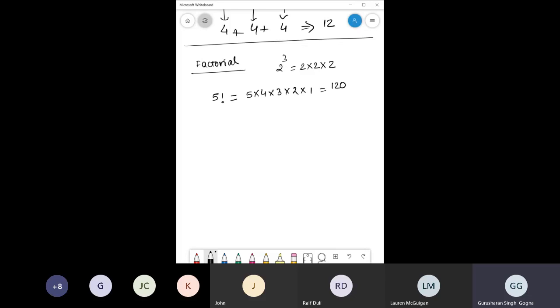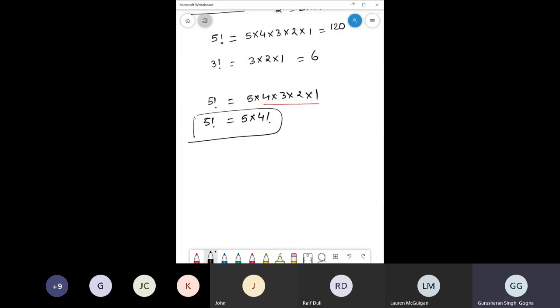So 120. So you can directly find out factorial using your calculator. But the meaning of factorial is, if I'm writing 5 factorial, it means 5 times 4 times 3 times 2 times 1. If I'm writing 3 factorial, it means 3 times 2 times 1, isn't it? Which is obviously 6. But there's another interesting thing here: I can write down 5 factorial as 5 times 4 times 3 times 2 times 1, but 4 times 3 times 2 times 1 can be written as 4 factorial. So I can write down 5 factorial as 5 multiplied by 4 factorial as well.